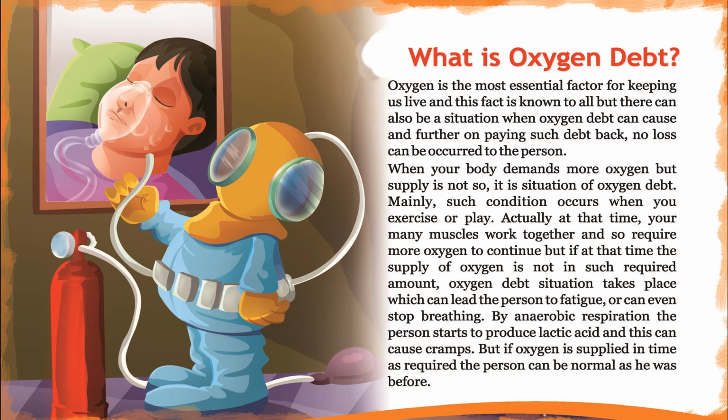Actually, at that time, your many muscles work together and so require more oxygen to continue. But if at that time the supply of oxygen is not in such required amount, oxygen debt situation takes place, which can lead the person to fatigue or can even stop breathing. By anaerobic respiration, the person starts to produce lactic acid and this can cause cramps. But if oxygen is supplied in time as required, the person can be normal as he was before.